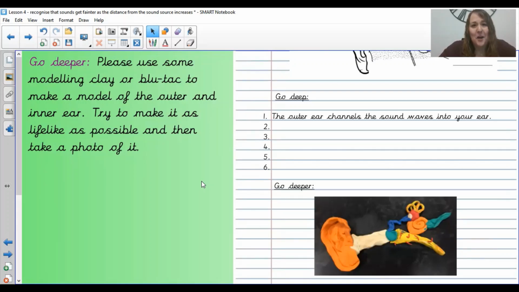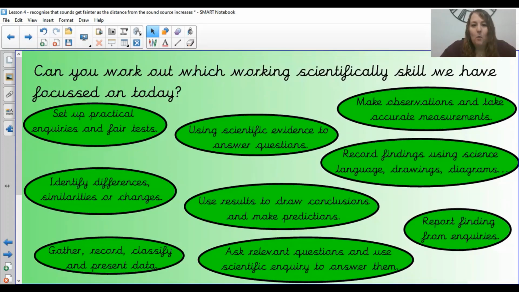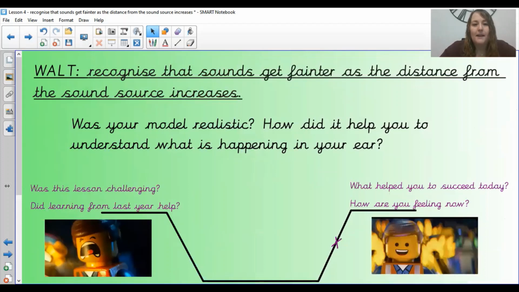Okay, hopefully you've had a really good go at that. Can't wait to see some of your photos if you choose to send that piece of work this afternoon. Can you just think about what working scientifically skills that we have focused on today? I'll let you pause the video in your own time to read those and to have a look at them, but maybe think about which ones we have looked at and why. And then finally, where are you on the learning pit now at the end of the lesson? The question there, was your model realistic? How did it help you to understand what is happening in your ear? And where do you think you are on the learning pit? So are you still finding some of that vocabulary quite difficult? Are you down here? Or are you finding that that wasn't actually too bad? You're coming out of the learning pit.